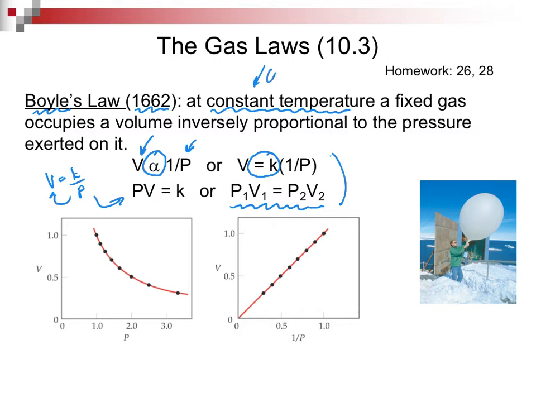Here is the concept, and here it is in graph form. What you want to notice is at a high volume, the pressure is very low, and at a low volume, the pressure is very high. Scientists like straight lines, so they're going to plot V versus 1 over P to get that gorgeous straight line.